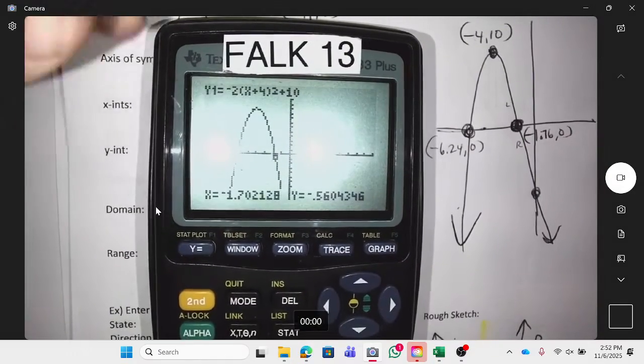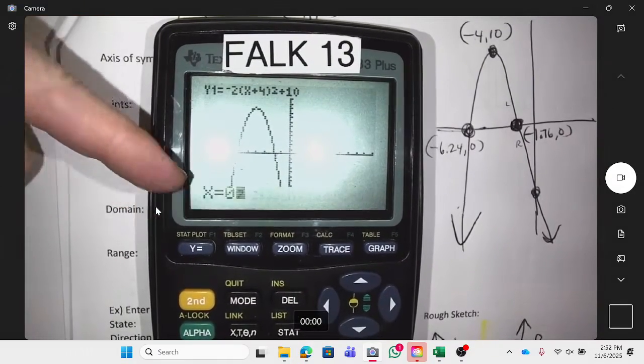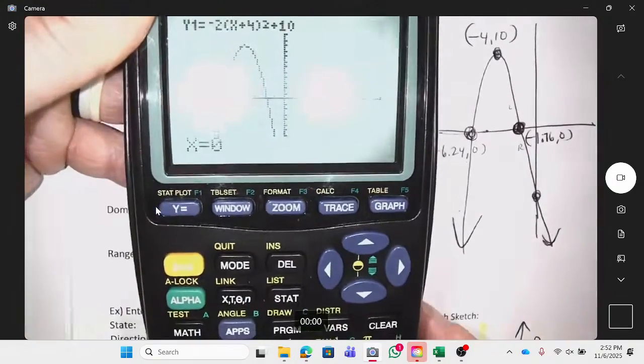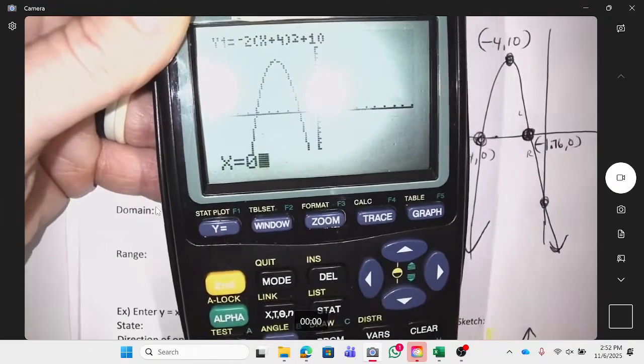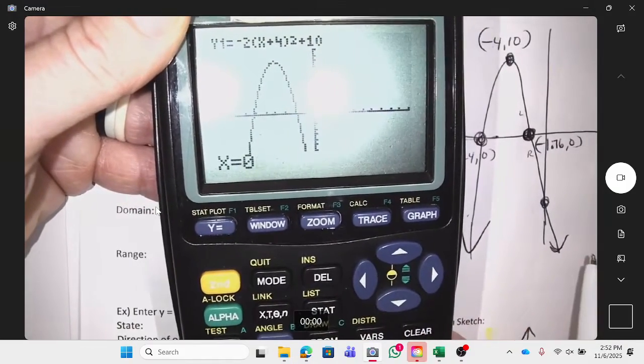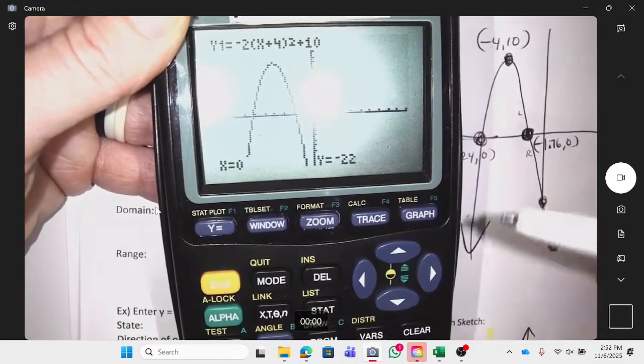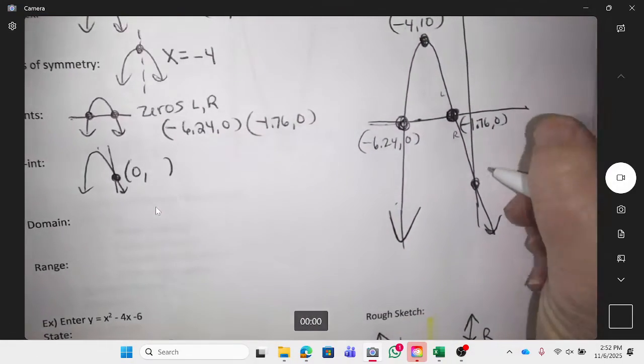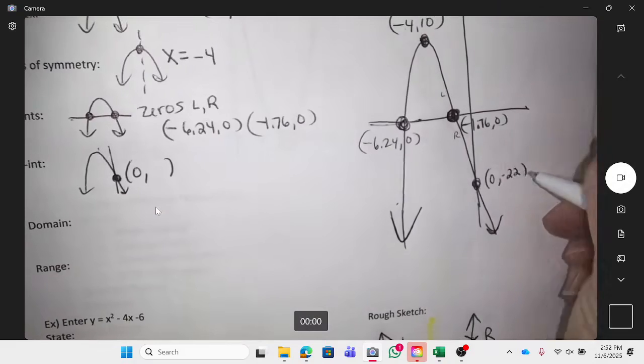Trace, there's my mouse. What should I do? Just tell my mouse to go to 0. I'm literally just pushing the number 0. And see how I did that? As soon as I did that, it said x equals 0. Enter. Go there. Okay? Does that make sense visually? 0, negative 22.